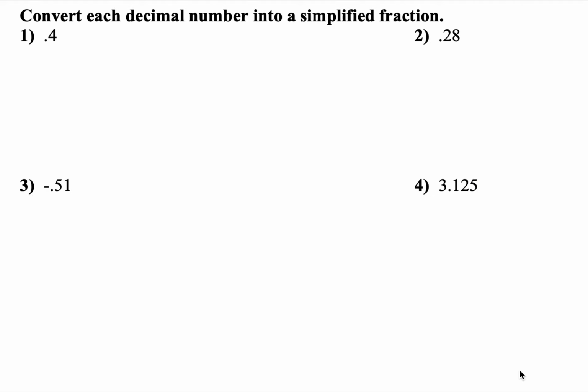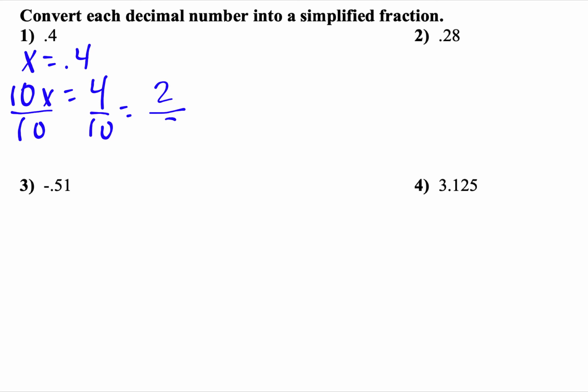Let's go over some examples. So changing 0.4 to a fraction, we start by setting x equal to it. Looks like if we multiply both sides by 10, that'll get rid of all the decimals. Divide by 10, reducing the fraction. 4/10 reduces to 2/5.